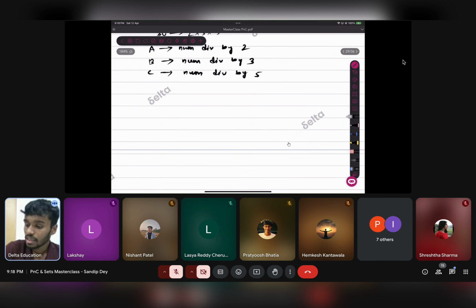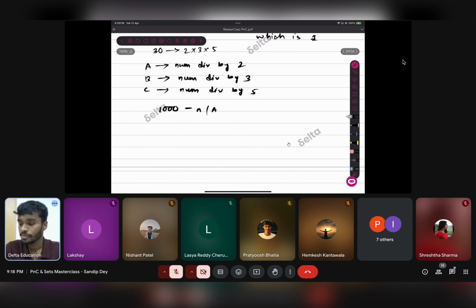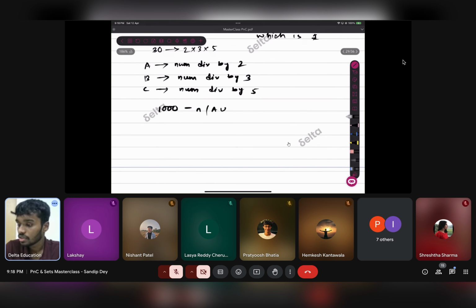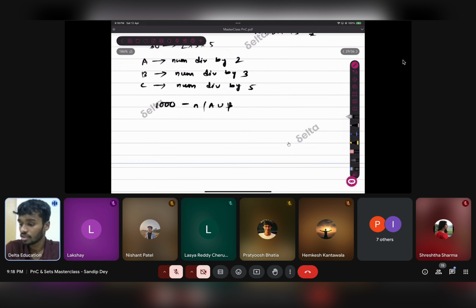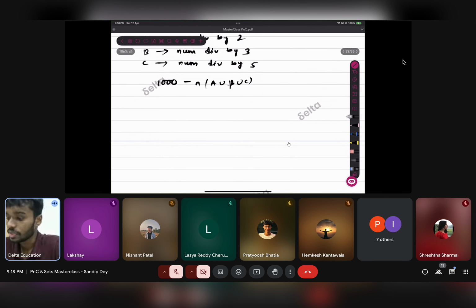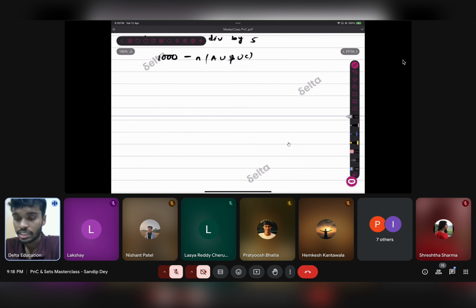So can I say that I have a total of 1000 numbers, and from there I want to remove all those numbers which either belong to set A, that is divisible by 2, or belong to set B, that is divisible by 3, or belong to set C, that is divisible by 5. Is it making sense? I have 1000 numbers, and from there I want to remove all of those which are divisible by 2 or 3 or 5. So now the concept of set comes into play: you have to find the cardinality of this set, right?